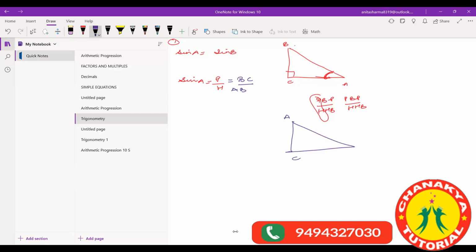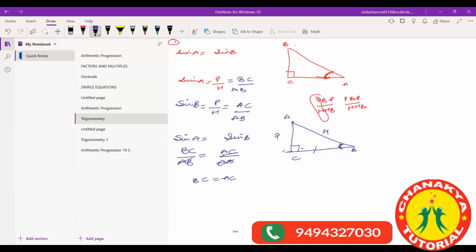Now your angle is at point B. Now we have to find the value of sine B, right? So the opposite of the 90 degree angle should be B. Now this is your perpendicular and this is your hypotenuse. Again find perpendicular upon hypotenuse. What is your perpendicular? AC. Hypotenuse is AB. Now we have given sine A is equal to sine B. So BC upon AB is equal to AC upon AB. AB cancels, then BC is equal to AC.